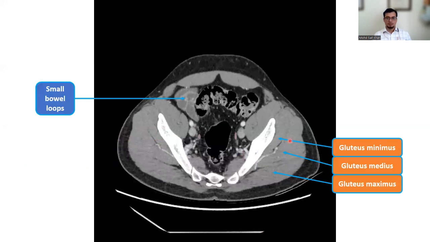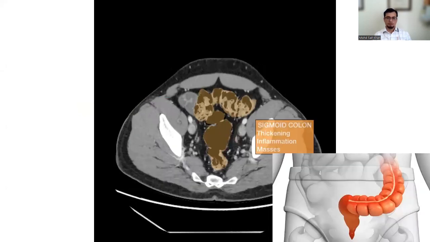And now you can appreciate the gluteus minimus, medius, and maximus. You can easily make out all the gluteus muscles in this CT scan level with a very good differentiation. And also you can observe a few small bowel loops here, and also the sigmoid colon. Now at this point, you will be able to see the sigmoid colon, which is an S-shaped portion of the large intestine that begins at the front of the pelvic brim.